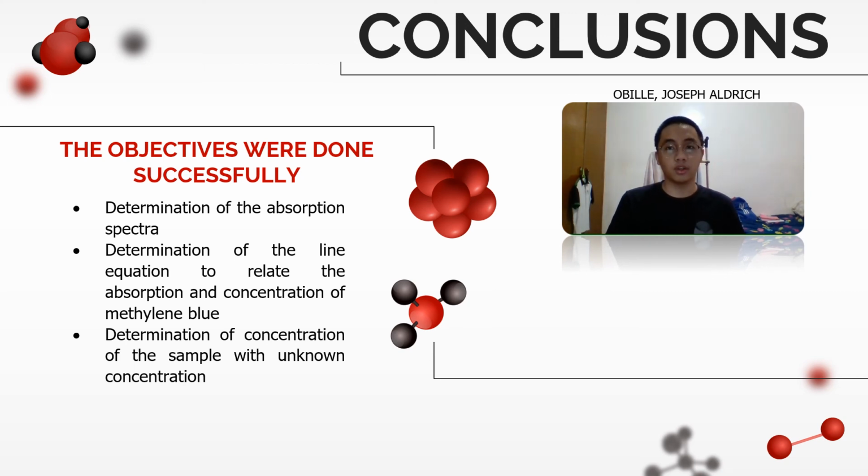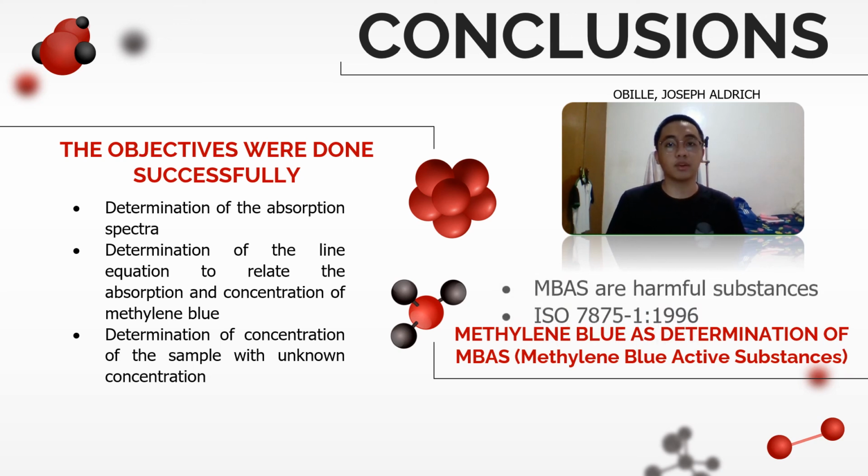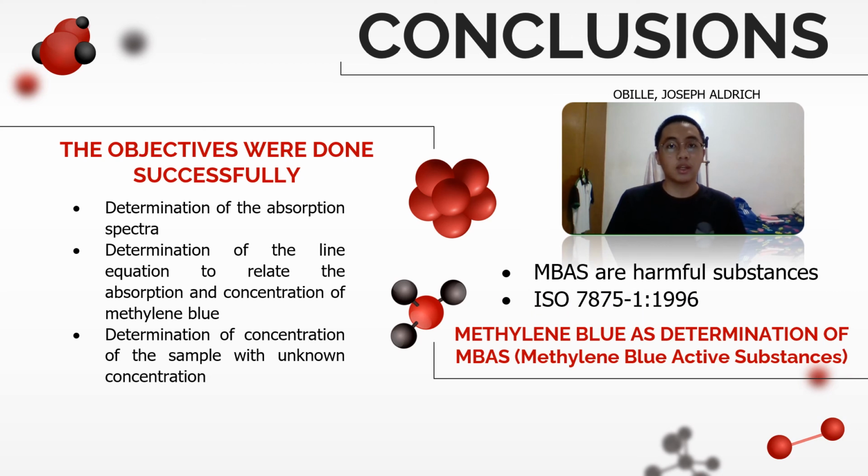The method for the determination of methylene blue active substances with methylene blue on drinking water, surface water, and wastewater has been a standard from the ISO since 1996. As these methylene blue active substances are anionic surfactants that are commonly used in cleaning products, they are harmful to the water forms, aquatic organisms, as well as the human body. In this way, the determination of methylene blue active substances in water samples is essential for water treatment.